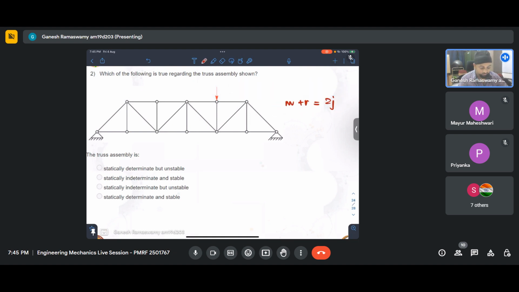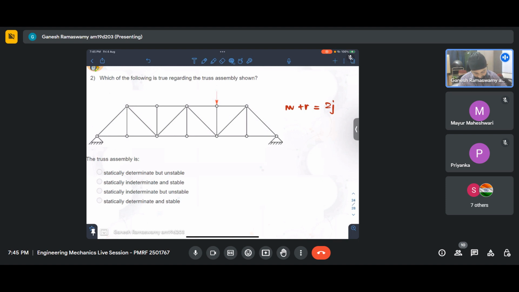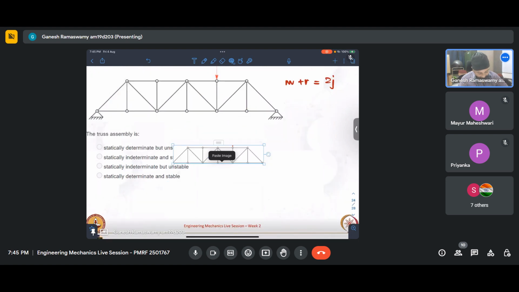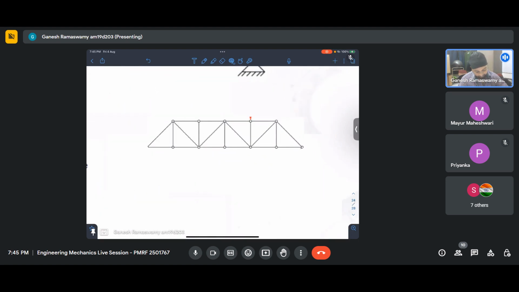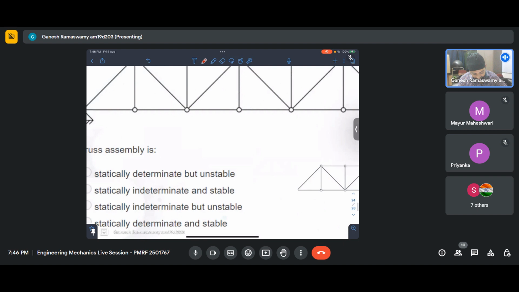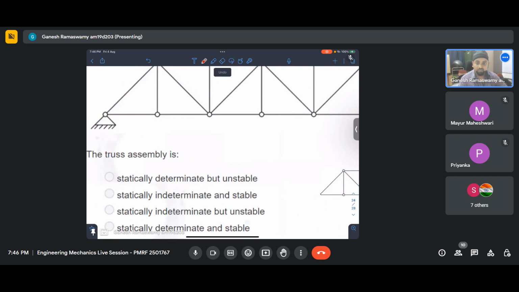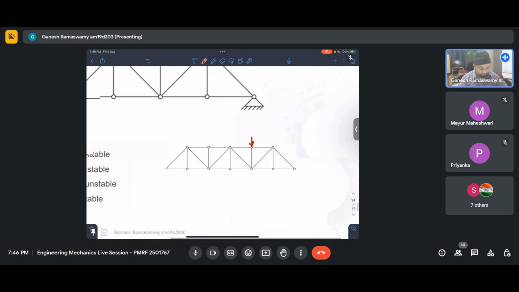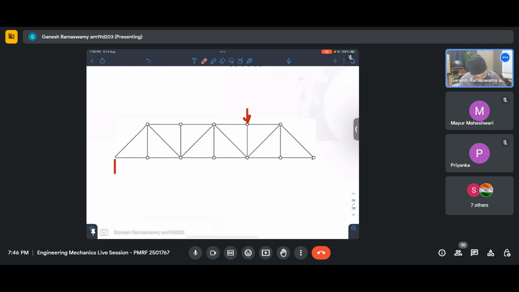Why do we count M and R? What does that have to do with this? So essentially what we are trying to do is, let me take this truss and draw its free body diagram. There is a force that is applied like that, and at both ends I can see that it is hinged. So what would that give me? It will give me two reactions at every end.